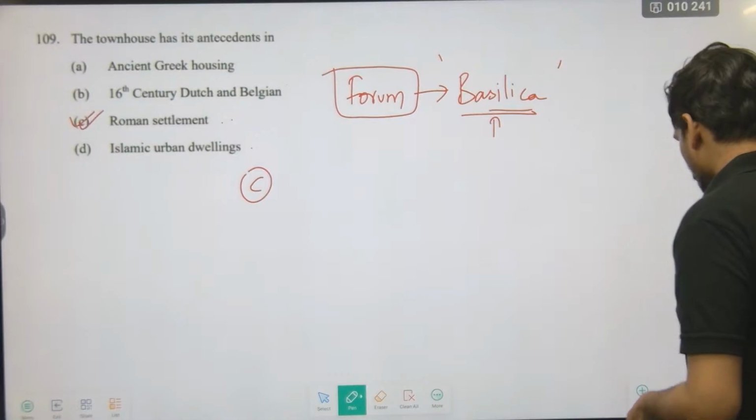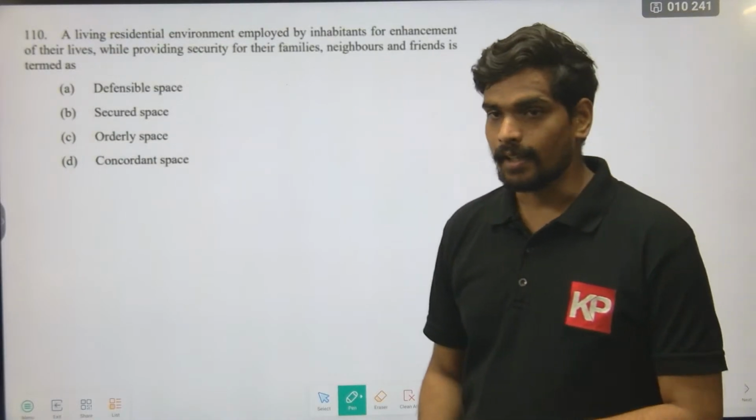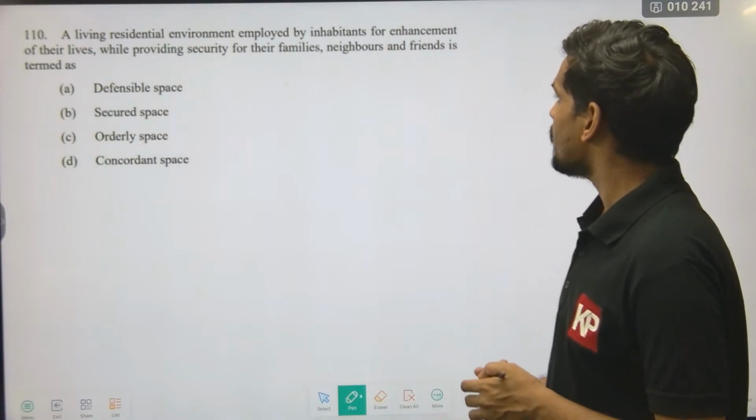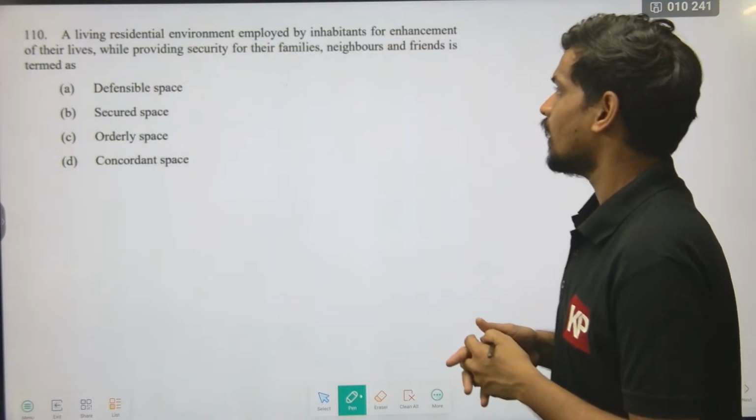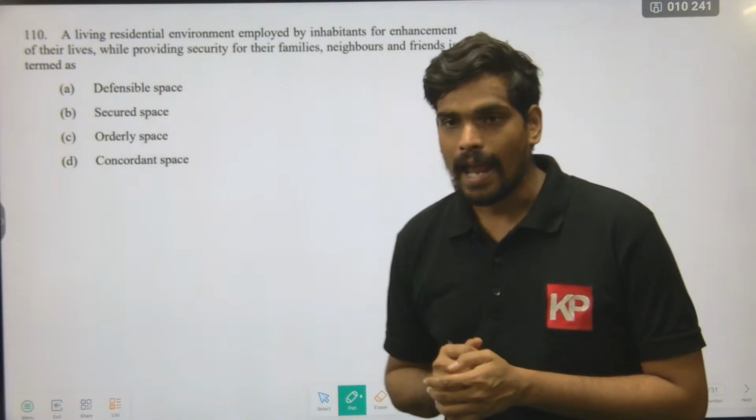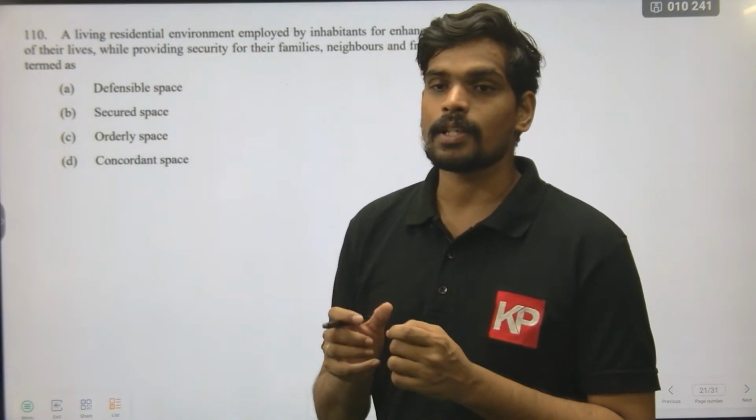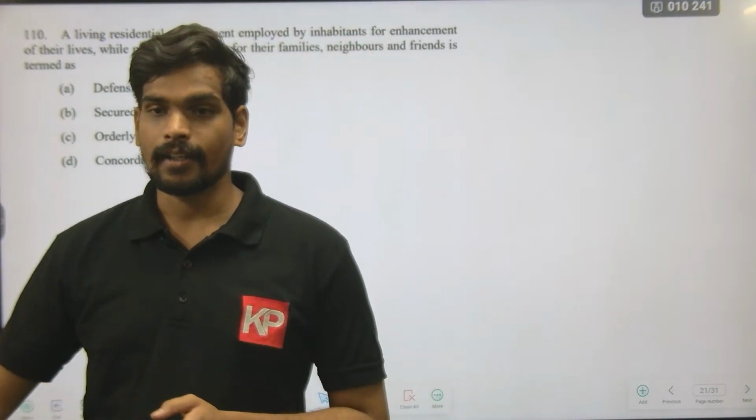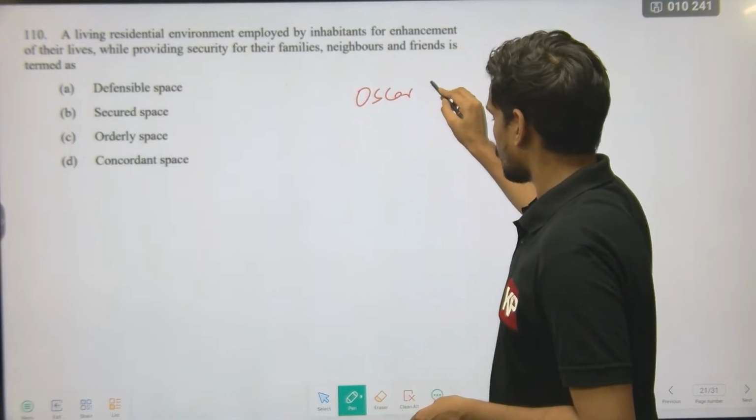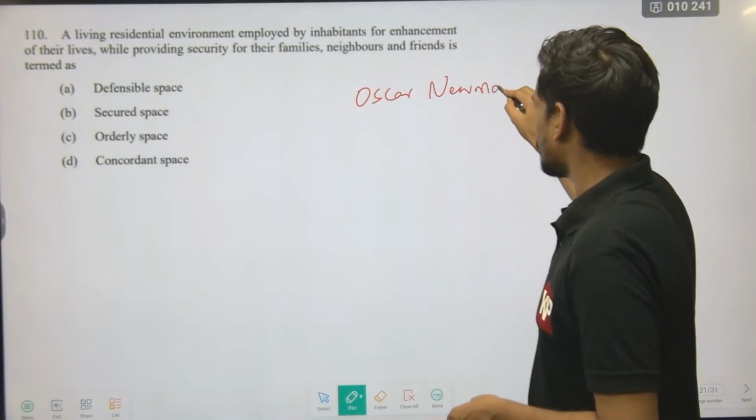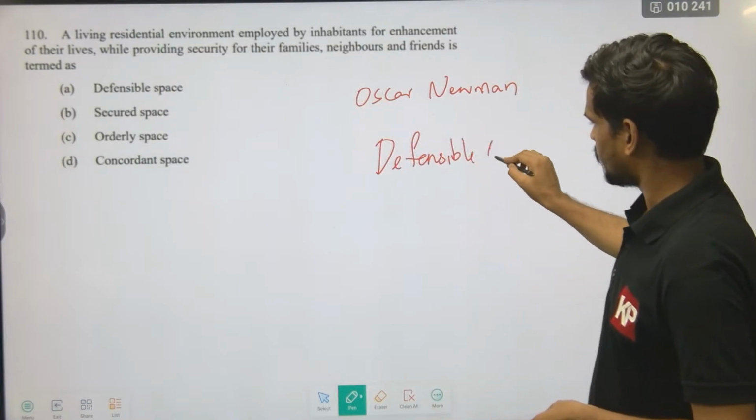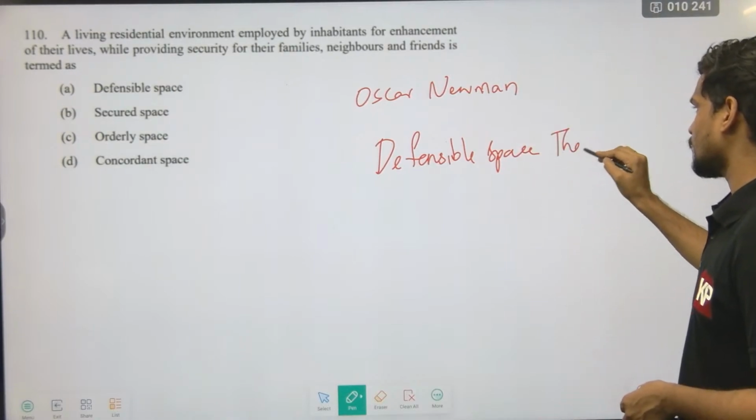Question number 109. Next one, question number 110. A living residential environment employed by inhabitants for enhancement of their lives while providing security for their families, neighbors and friends is termed as. So this concept, defensible space theory, was given by an architect and town planner, Oscar Newman. He was an architect who gave the concept of defensible space theory. So what is defensible space?